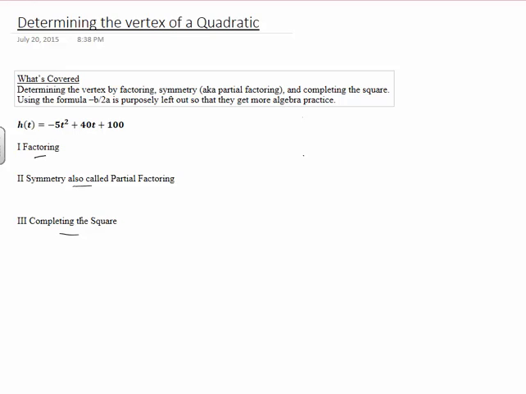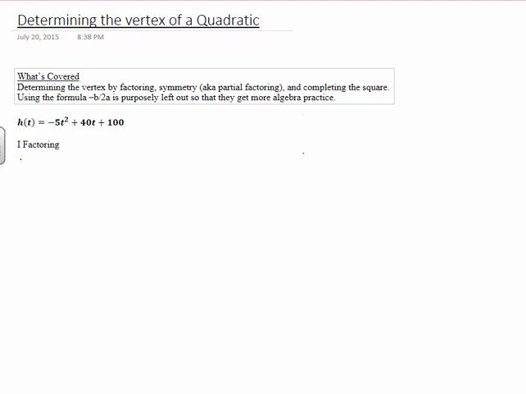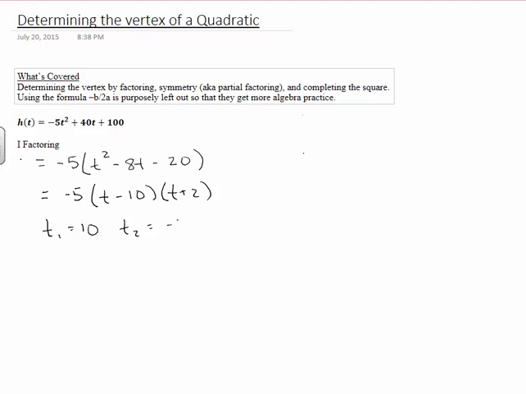So the first way of doing it is let's look at factoring. When I look at the equation, the first thing I'm going to do is common factor, because I never want to get into decomposition unless I have to. When I common factor, I'm left with negative 5 t squared minus 8t minus 20. I always carry through that negative 5. I don't lose that along the way. My magic numbers are negative 10 and positive 2, so I know that my x-intercepts happen at positive 10 and negative 2.